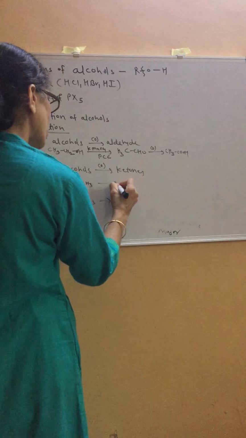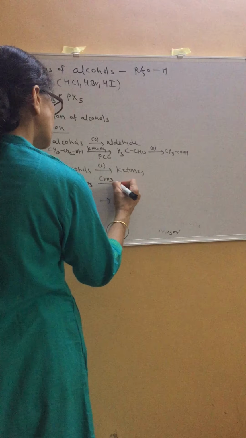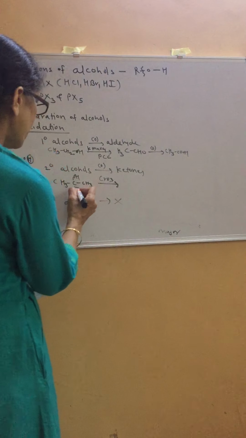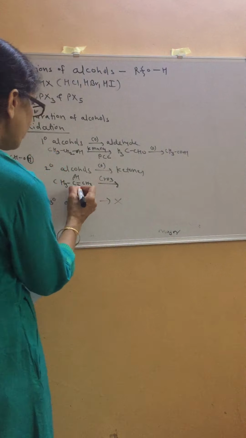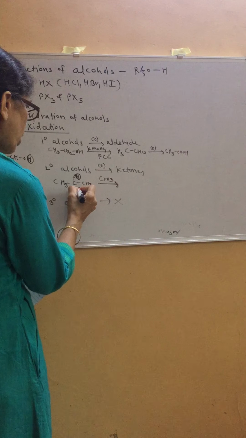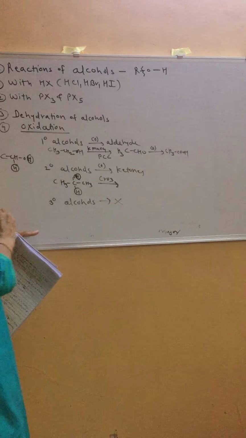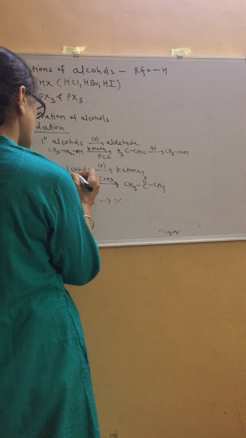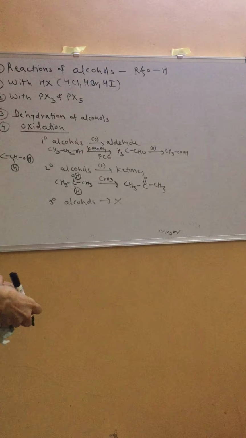Secondary alcohols undergo oxidation by using strong oxidizing agents like chromic anhydride, and again the H of the OH group and the H from the alpha carbon atom are removed and we will get CH3, C double bond O, CH3, that is ketone. And tertiary alcohols are difficult to oxidize.